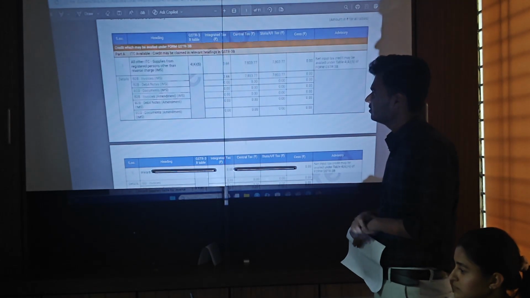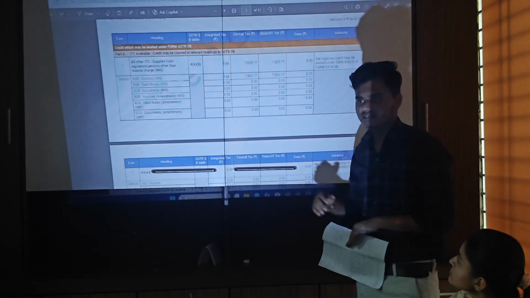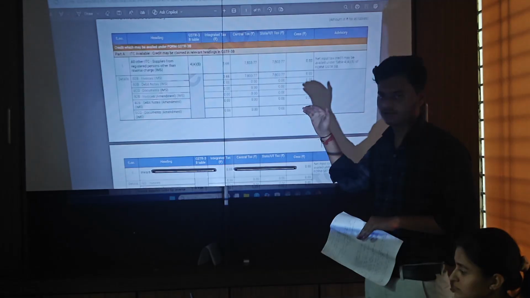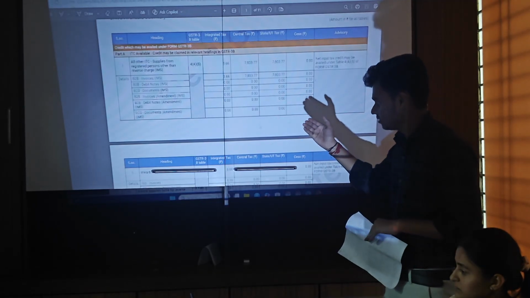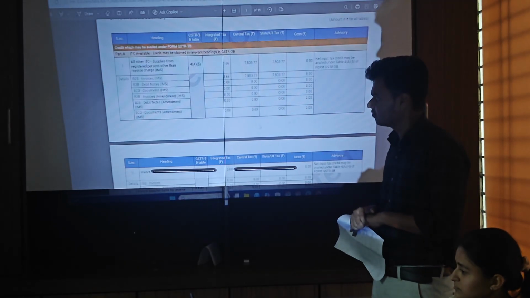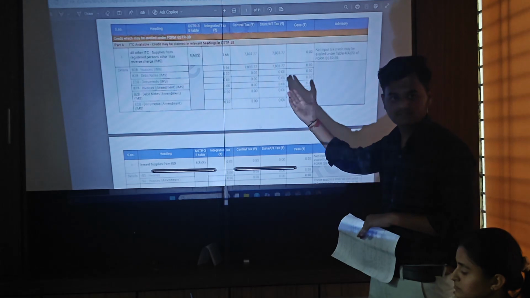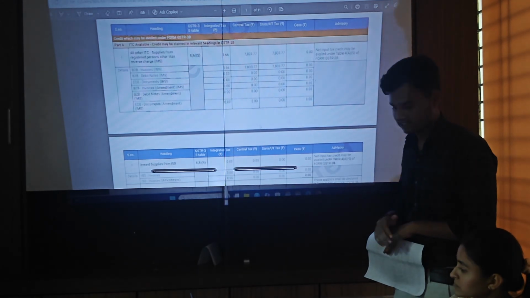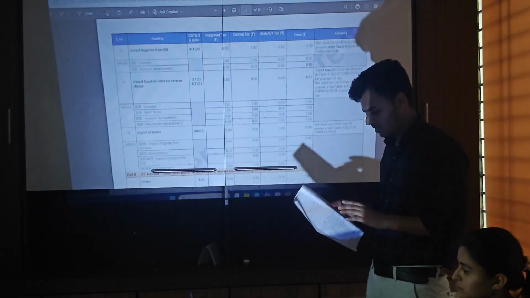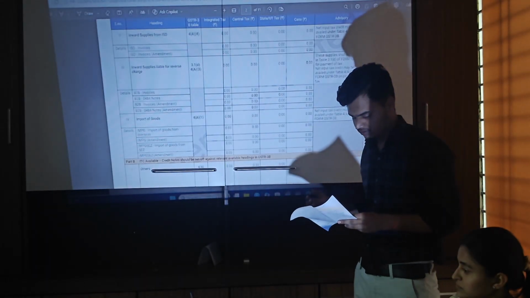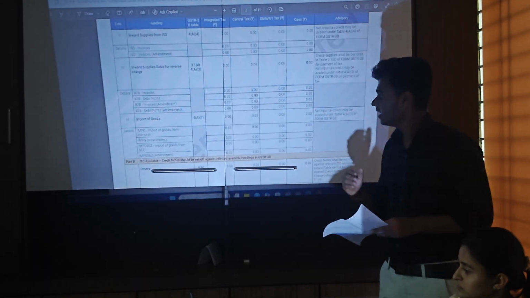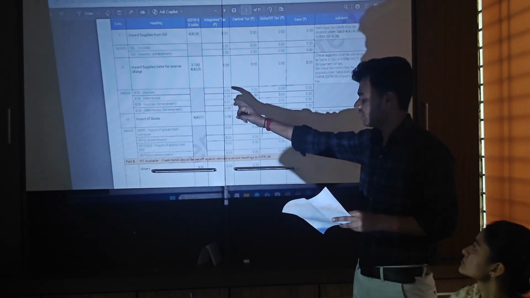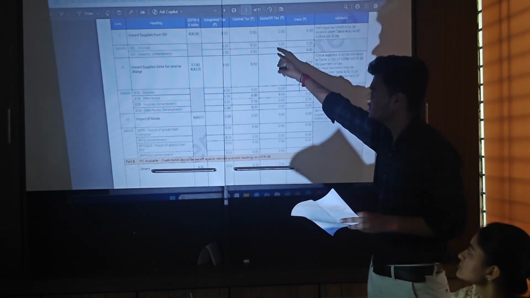Table number 3, part A, 1 shows all other ITC. It normally covers the purchases from registered persons, meaning B2B invoices and e-commerce operator documents. That input comes in this table. The second one is inward supplies from ISD. If you receive invoices from ISD, like the head office distributing an ISD credit, then the input in that ISD credit comes in this table.